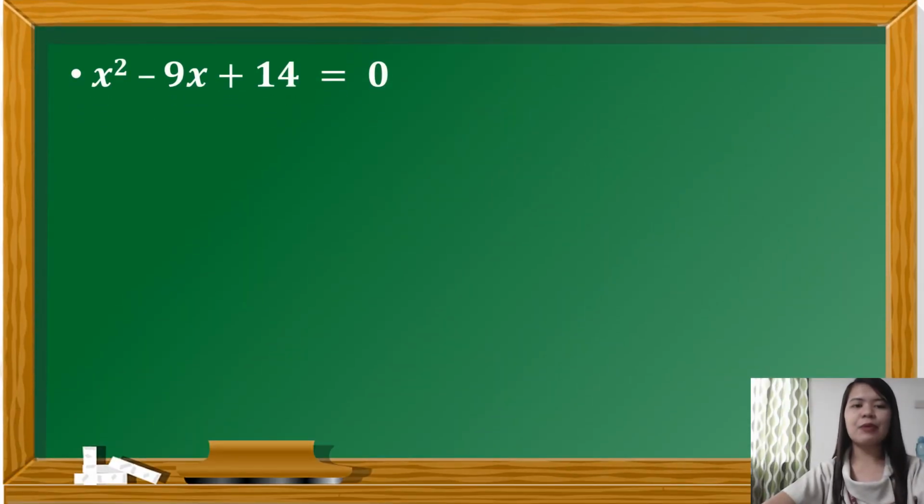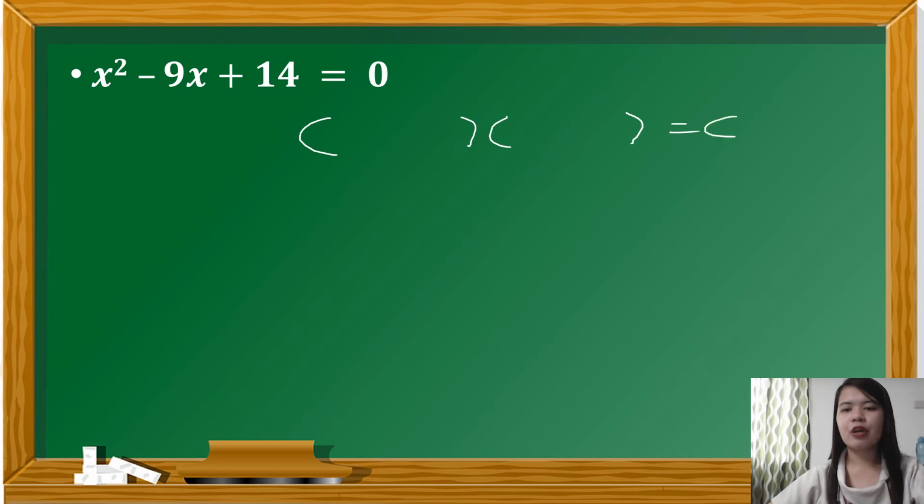Our next example is x squared minus 9x plus 14 equals 0. Since it is already in its standard form, we will now proceed in getting the factors of x squared minus 9x plus 14. First thing to do, observe the sign. We have negative and positive. Nauna ang negative kay positive. So, balikan natin yung pinag-aralan natin kanina or yung review natin kanina. Pag nauna yung negative kay positive, meaning negative parehas ang ating magiging sign sa ating factors.